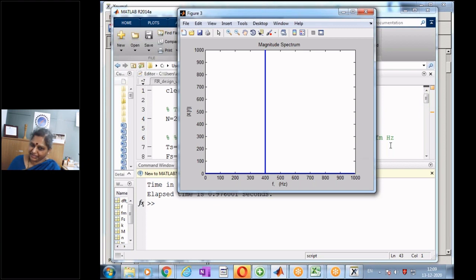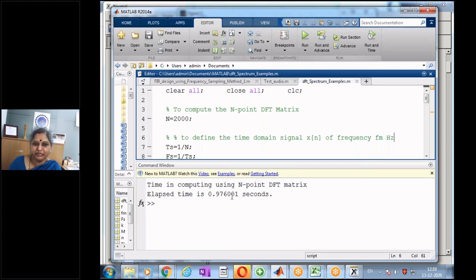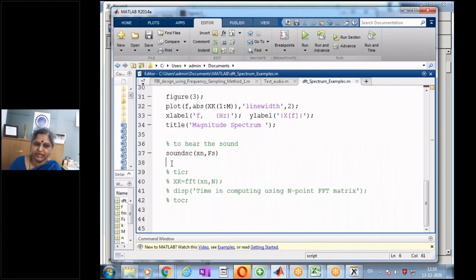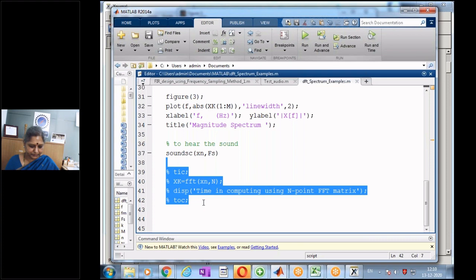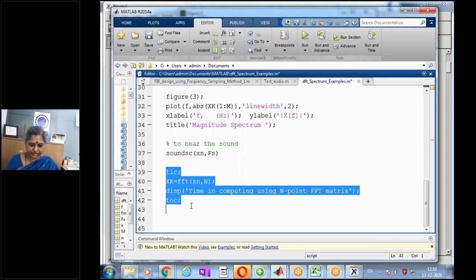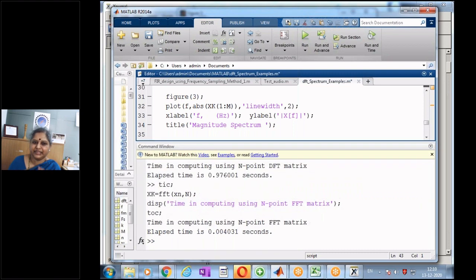So this is what I have. I could hear the 400 hertz sine wave, and the time taken in evaluating this has come to 0.976 seconds by using the DFT command. So now let us see what is the time taken without the DFT but with the FFT command. Let's run this block and see what is the time taken.